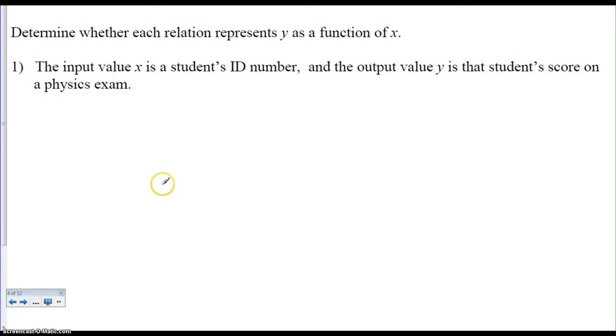Here's a statement. It says that the input value x is a student's ID number, and the output value is that student's score on a physical exam. So if I'm looking at an ID number, each ID number is related to a specific person. Now, everybody in a school has a unique ID number. So in this case, let's just look at Mr. Graham.